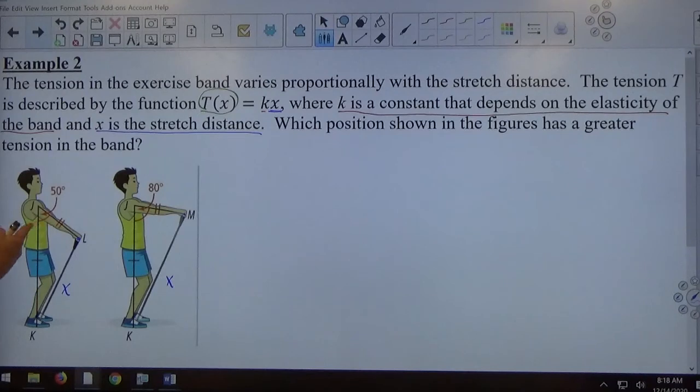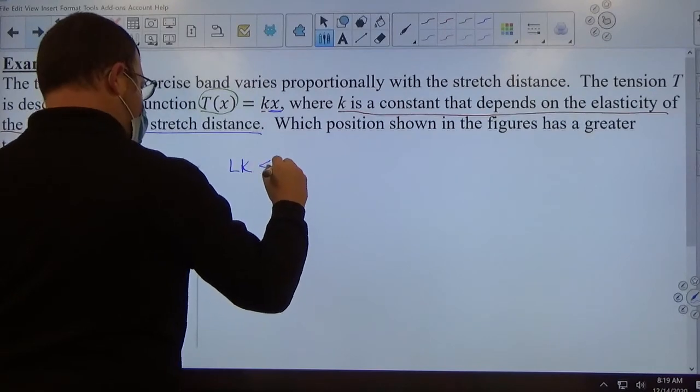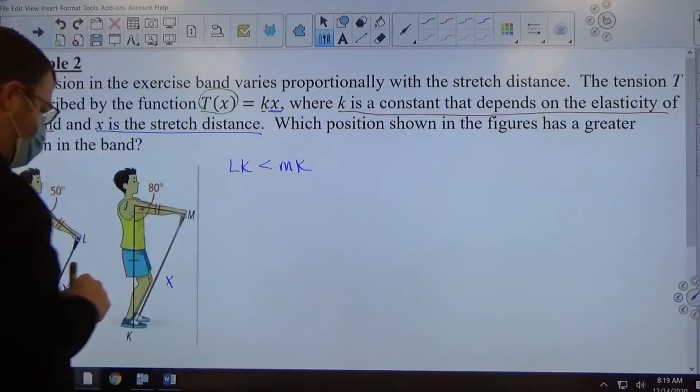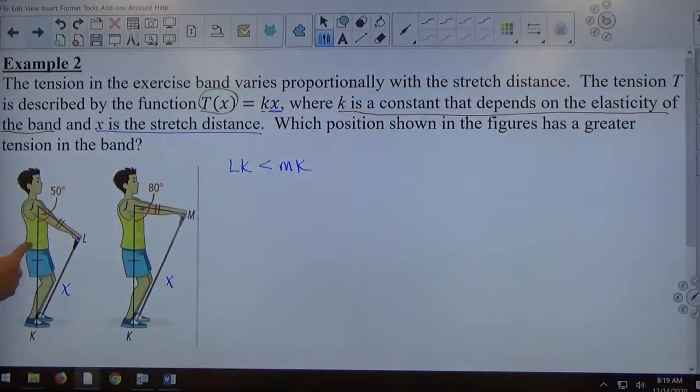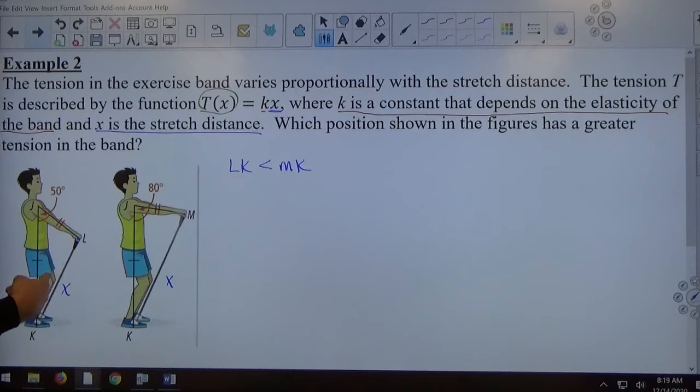So we can see here the smaller included angle is 50, the bigger included angle is 80. So I know for a fact that LK should be less than MK, right? Hinge theorem says if two sides are congruent and their included angles are not congruent, the bigger side is opposite the bigger angle. So 80 is bigger than 50, KM is bigger than LK. You can also say LK is less than MK. It doesn't matter what order you put that inequality. All right?